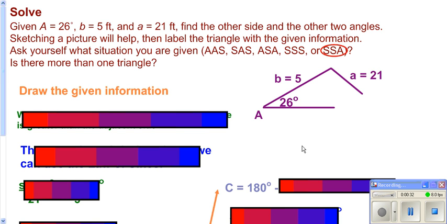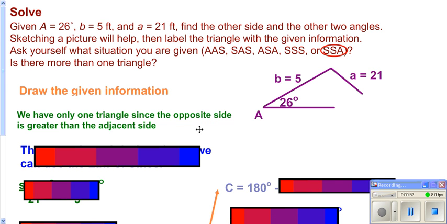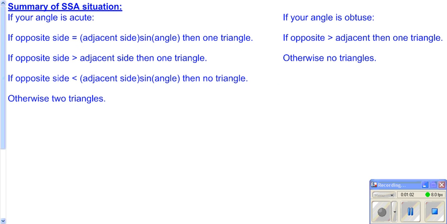So what we need to do is decide, okay, how many triangles are formed? So once you have your situation drawn, and you know it's this last one, you've got to figure out the number of triangles. If it's any of the first four, don't worry about it. There's only one triangle available. You just work it out. Now, in this situation, since our opposite side over here is 21 and it's larger than the adjacent side, we know we only have one triangle, because when you look back here, when the opposite side is greater than the adjacent side, it's one triangle.